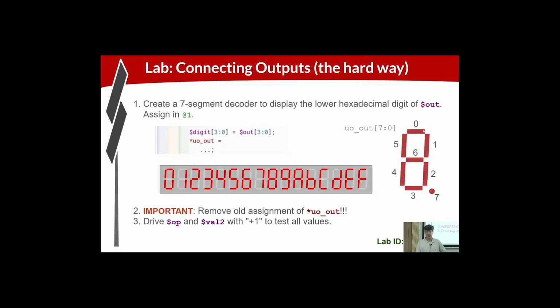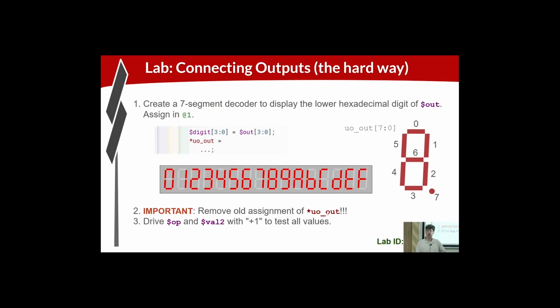The active is lit, right? So all the segments that you want to light up, you drive with a 1. Ones you don't want lit are 0. It's important to first remove the old assignment of UO out.